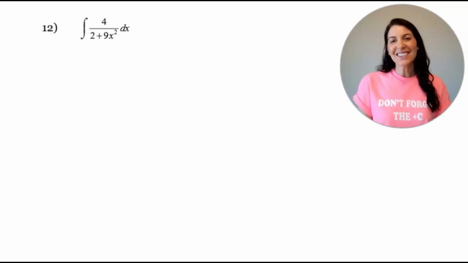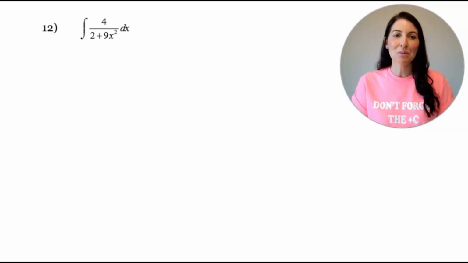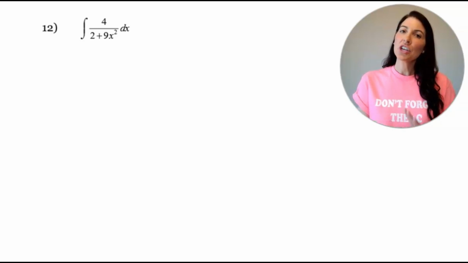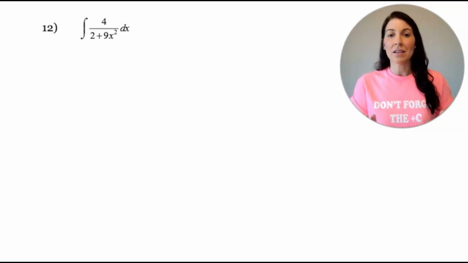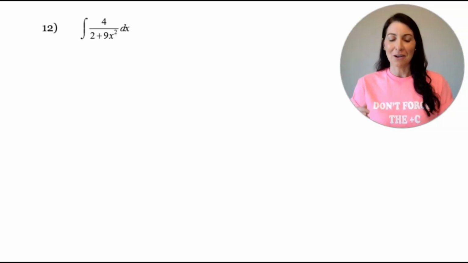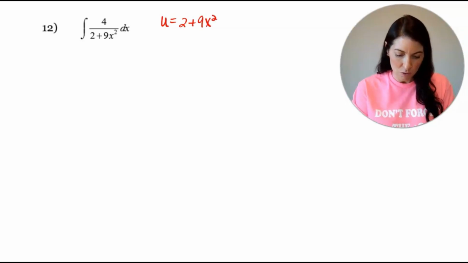All right, let's take a look at this integral. We have the integral of 4 divided by 2 plus 9x squared. And I do know that one of the strategies in u-substitution is to make the denominator be your u. And I'm actually going to start with that to show you why that doesn't work here. And I'm going to write it in red so that I can show you that I would then cross it out. So a common strategy is to make the denominator of your fraction be the u. So I would replace all of this with u.